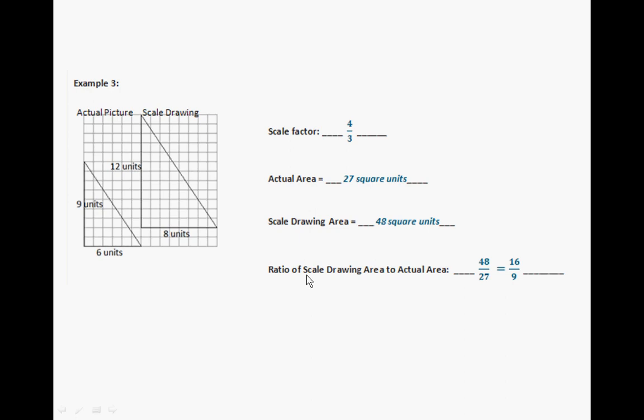So again, the ratio of the scale drawing area to the actual area would be 48 over 27, which reduces to 16 over 9. And again, compare these two numbers. What is the relationship between 4/3 and 16/9? All right, so let's look at completing the result statement on the lesson worksheet.